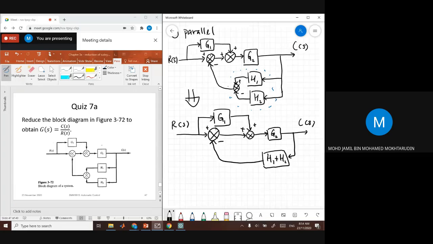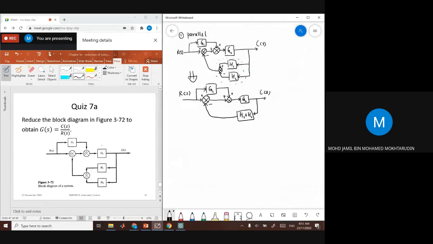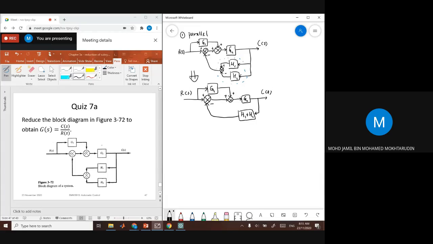Okay. So after that, you need to repeat the process again and check for cascade, no cascade, and then no parallel, no feedback. So you need to do some shifting, okay?